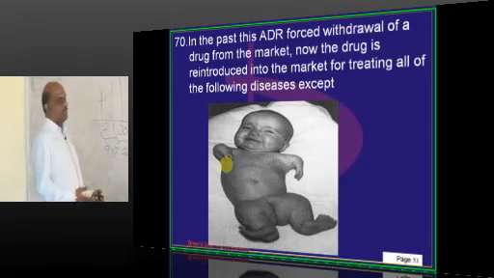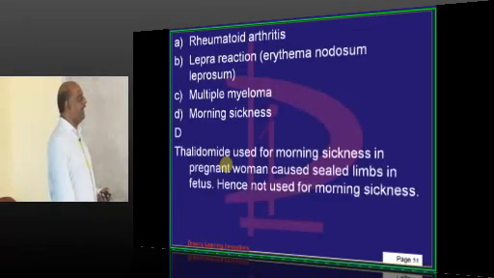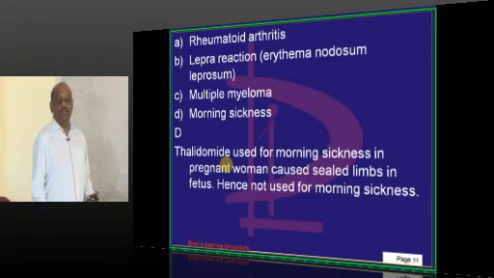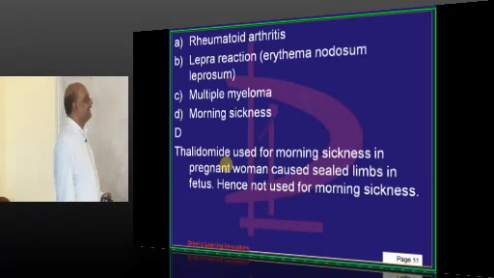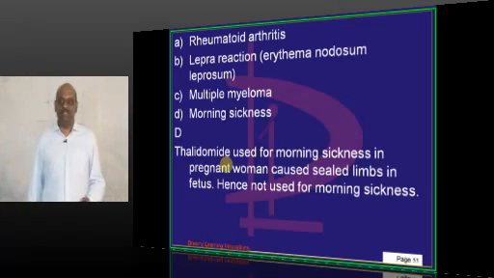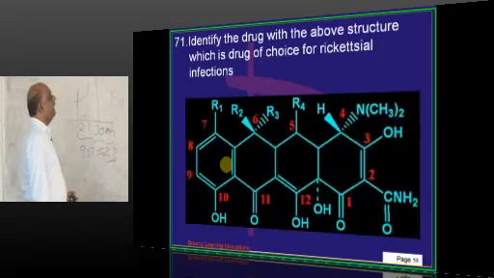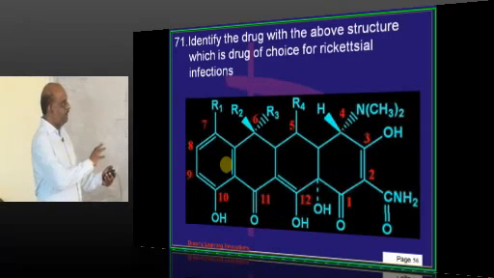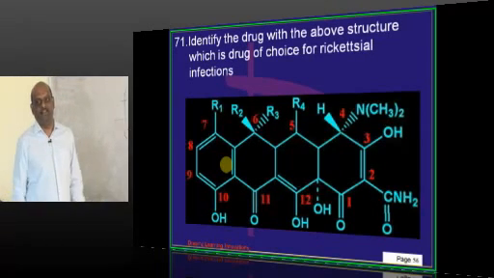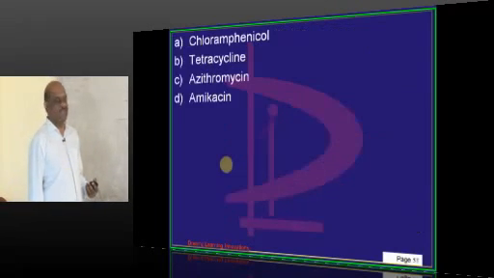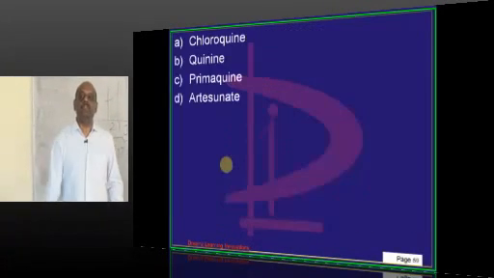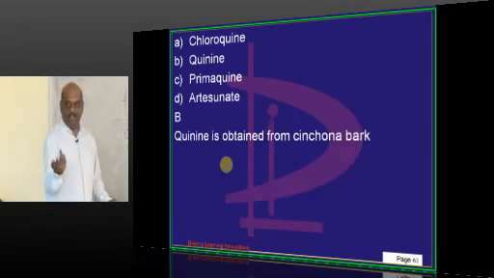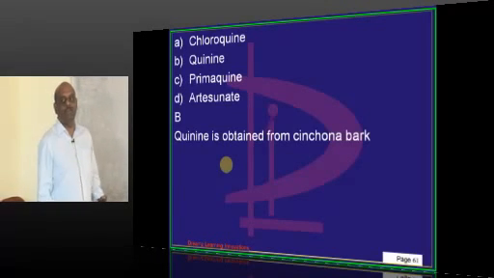Now in the past, which acute drug reaction, thalidomide, even an 11th class CBSE student will answer. It's a NEET UG question, not even a PG question. Then what is the drug? 4 cycles are there, means tetracycline. If you know how to count 1, 2, 3, 4, that means an LKG student can also answer this question, right? So what is the active principle of this plant? Obviously there is only one active principle, you know, it is quinine. Quinine is obtained from cinchona bark.